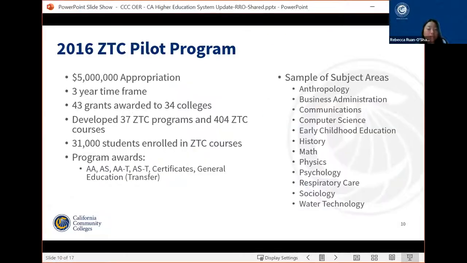Next slide, please. Quick reminder, if we just take a look back, our system did receive one-time funding 6 years ago. And that was $5 million over a three-year timeframe. And this slide just shows some of the highlights through the grant reporting. A third of our colleges participated in the planning and implementation efforts. 37 ZTC programs and 404 ZTC courses were developed, and 31,000 students were able to benefit from at least one ZTC course. And we also have the sample of the subject areas on the right.